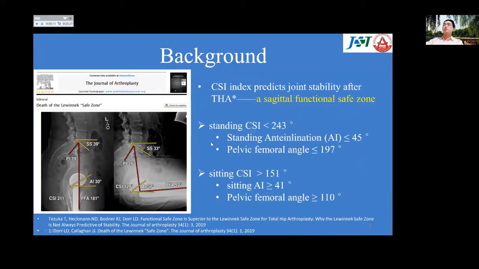This is big progress because it's a sagittal functional safe zone, which determines normal ranges of cup anteinclination in the sagittal view in both the standing and sitting positions. However, the CSI index cannot be readily applied to the pre-op planning of THA, which commonly uses the anteversion and inclination defined in the coronal view.